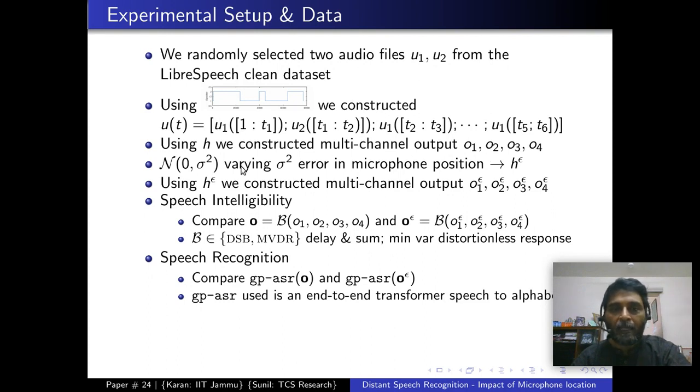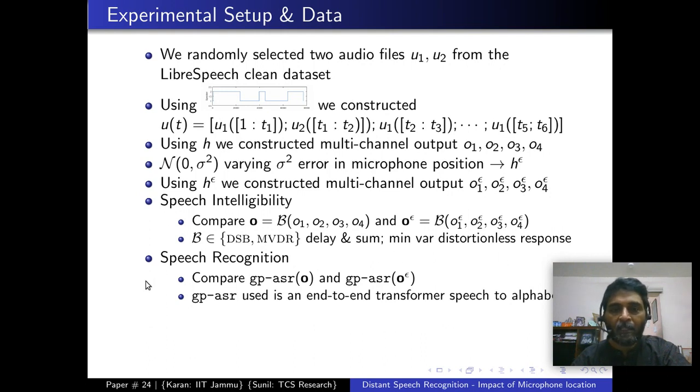Now we say that the microphones are in error. So we introduce noise in the microphone location by introducing Gaussian noise with zero mean and sigma squared variance. This variance sigma squared is something that we vary to understand its influence on the ASR. So we construct the erroneous RIR, or room impulse response, and then we construct the output of the microphones. For speech intelligibility, we compare the output of the beamformer for the clean signal and for the erroneous signal using two beamformers. One is delay and sum, and the other is minimum variance distortionless response.